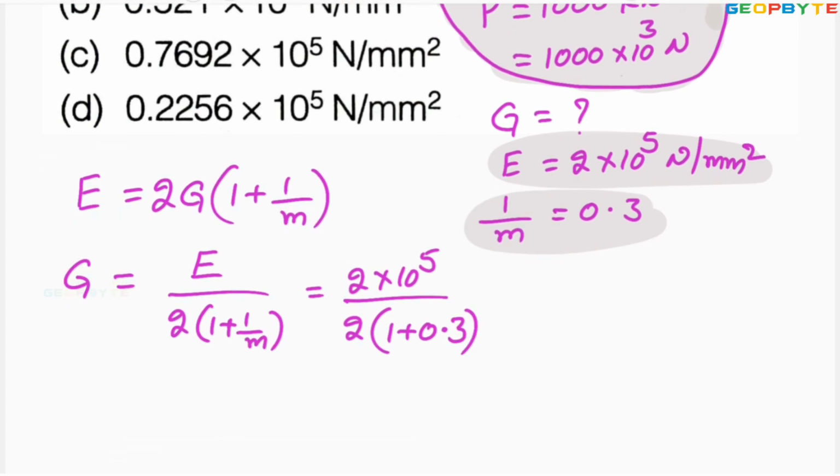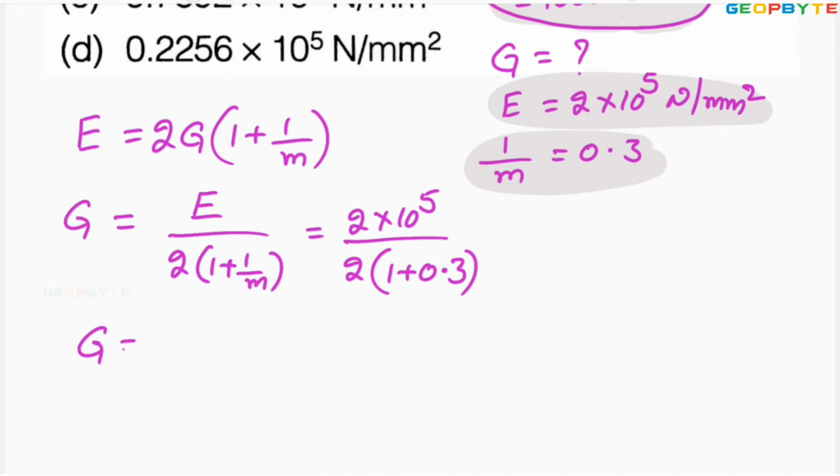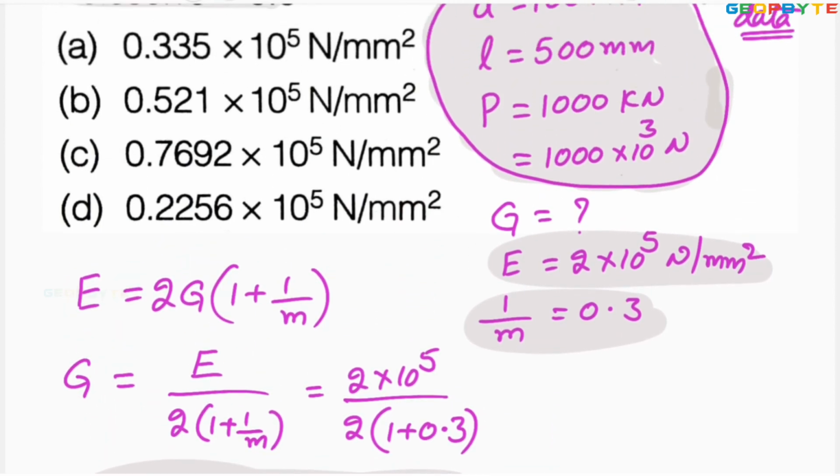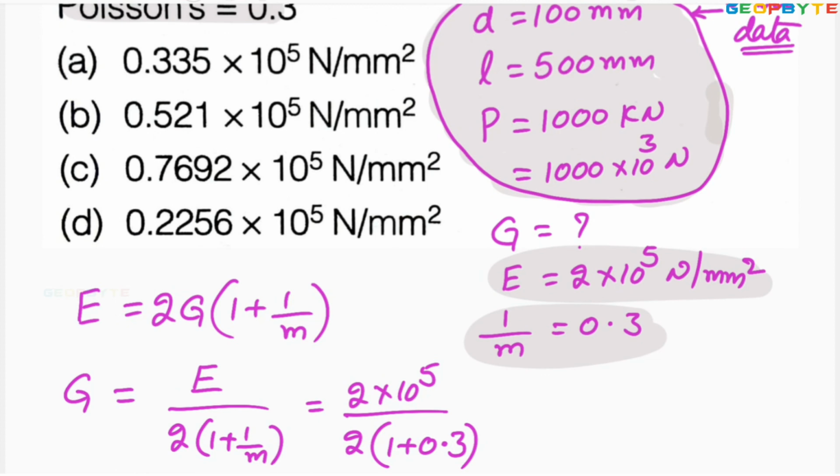You simplify this value to get approximately G as 0.7692. You calculate with your calculator, into 10 power 5 Newton per millimeter square. This is the answer. The shear modulus, also called modulus of rigidity, is 0.7692 into 10 raised to 5. Look at the options. Look at option C, 0.7692 into 10 power 5. So option C is absolutely correct.